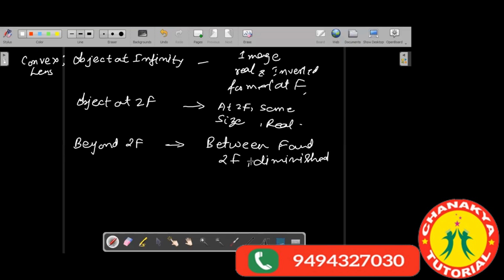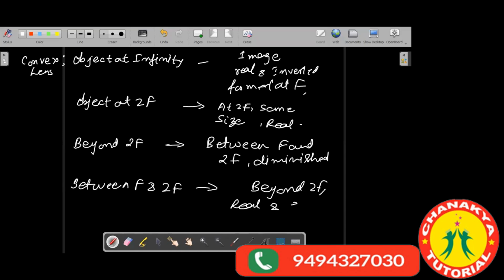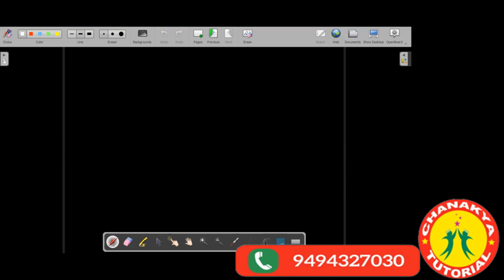So beyond 2f, the object is between f and 2f. When you place the object between f and 2f, you get the image beyond 2f, real and enlarged. Then we did when the object is at f. Now the last diagram is left, when we place the object between f and 2f.